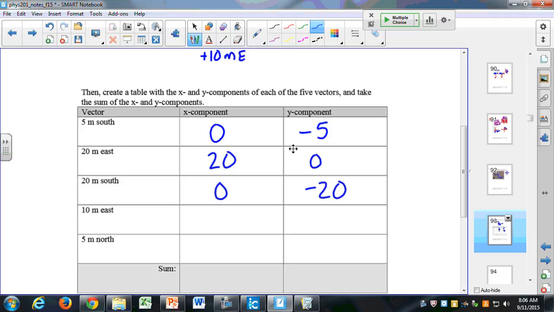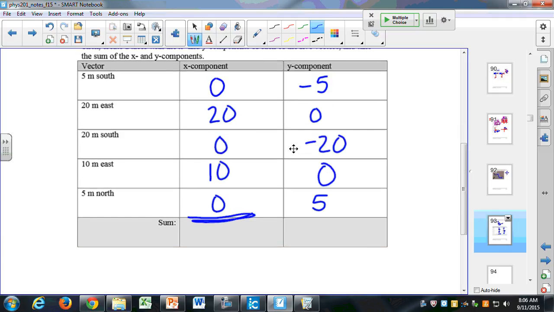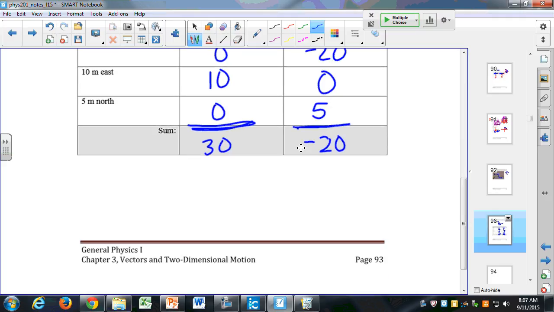What's the next vector? What are the x and y components? 10 and 0, and then 0 and 5, right? So if I just add these up, I get 30. Over here I get, what, negative 20. So I'm going to have a vector that will be 30 meters in the x direction, and then minus 20 meters like that. And the sum of these vectors will be in this direction.